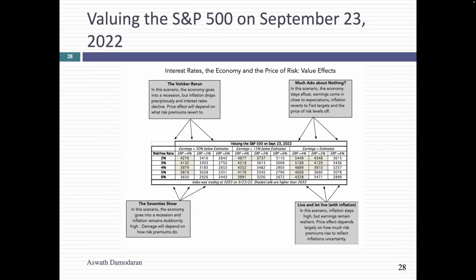So, on September 23rd, 2022, I valued the entire index. I'm not a market timer, but this year there's been a lot of demand. So what's the value of the index? So I've done an intrinsic value. If you want, you can go back and read my entire blog post on what my estimates were. But I'll cut to the chase. I ended up valuing the index around 3,500 to 3,600 was my intrinsic value for the index. It was trading at about 3,600 plus when I did it.